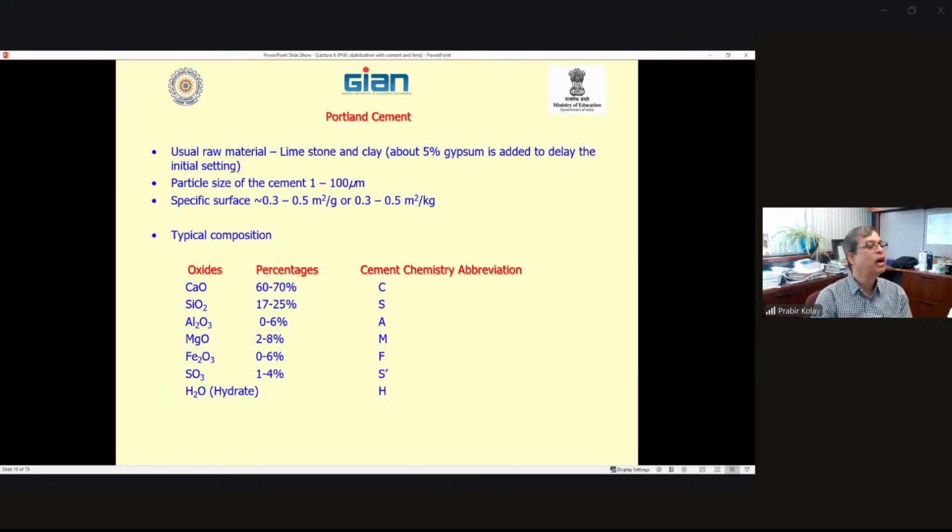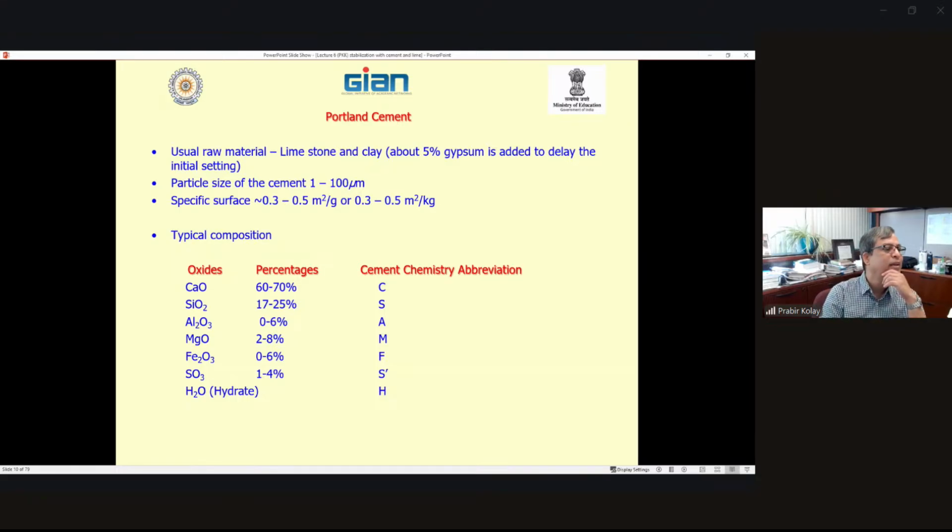The particle size is 1 to 100 micrometers. I'm not going to talk about how the cement is produced. Basically, limestone and clay are put in a kiln to form clinker at high temperature, and it rotates. Then we add some gypsum to delay the initial setting time. For concrete, people use other retarders, but for the soil, gypsum is already there. Surface area is higher, and more surface area means it is more reactive.